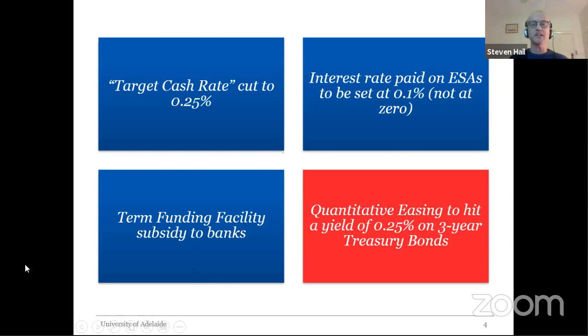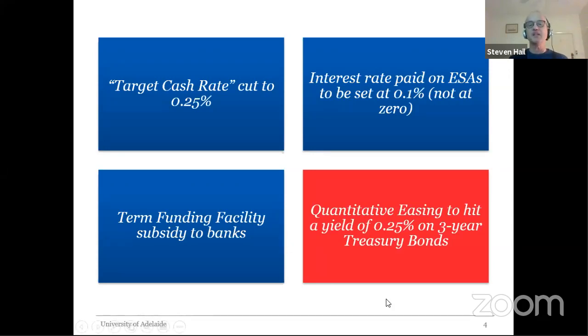They introduced something called a term funding facility, which is a subsidy, basically cheap lending by the RBA to the banks based on the amount of lending that the banks have already undertaken and undertaking in the future as far as businesses are concerned, particularly small businesses. That's so far not quantitatively important, so we won't worry about that.